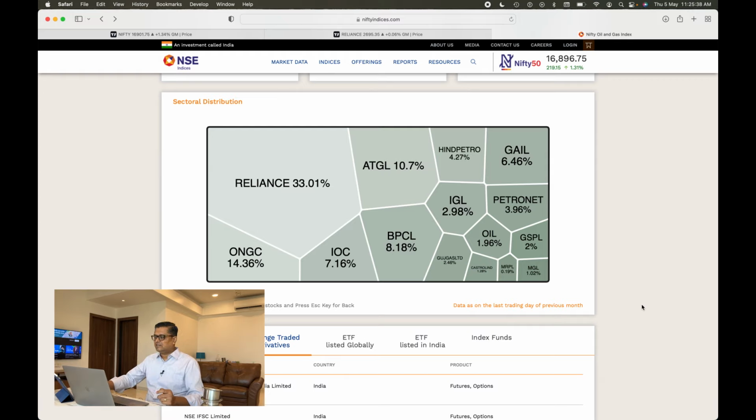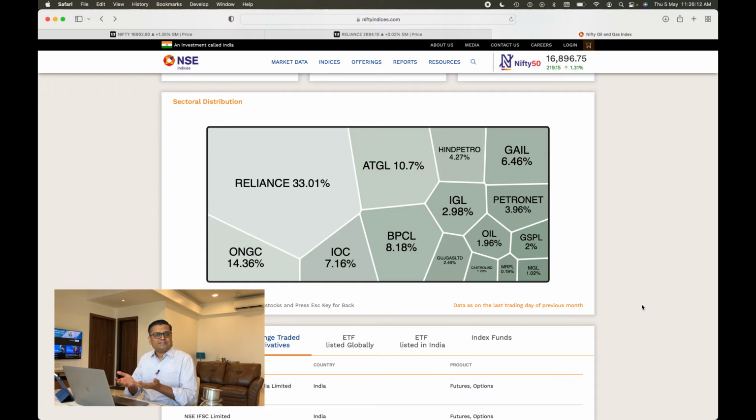So Reliance stands at 33%, right? And then Adani Transmission stands at 10.7%. These are the two stocks we are going to look at. Then you see Hindustan Petroleum at 4%, IGL at 2.98%, Oil India at 1.98%. But most of the PSU sector companies do not have a huge weightage in this index, barring the exception of ONGC, right? ONGC is at 14.36%.